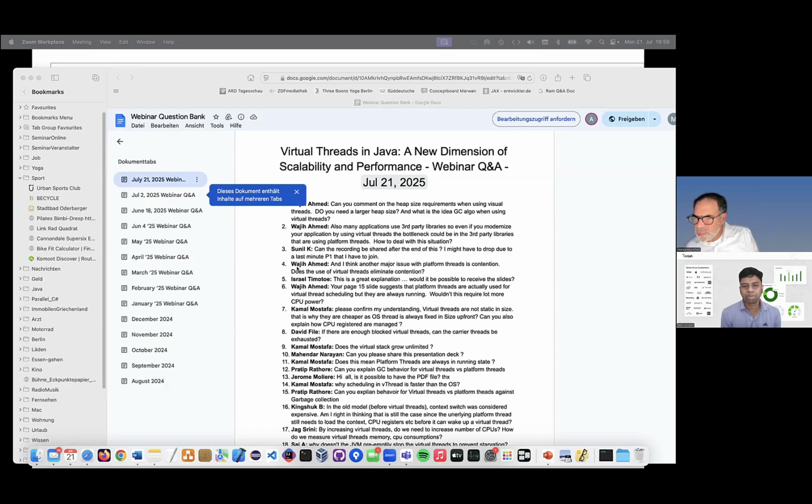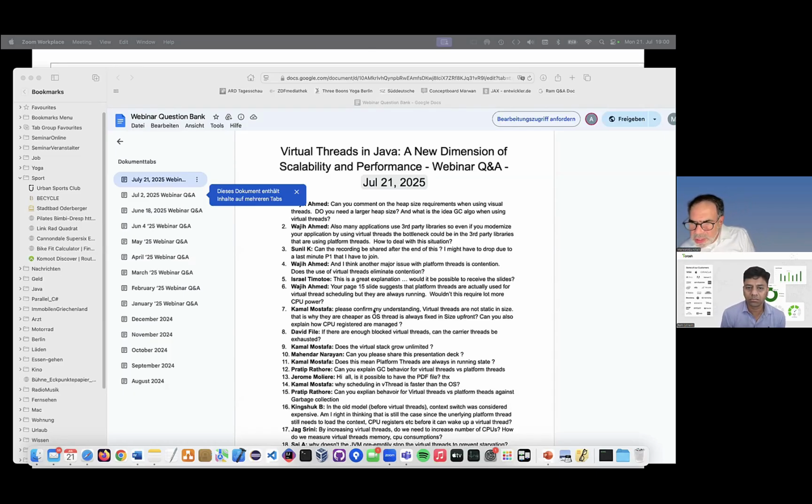Ahmed Waji again, another issue: contention. Contention describes a situation where you have several threads waiting for a lock, right? And that is the same with virtual threads. When they pile up in front of a lock, yeah, they pile up. But the improvement here is they release their underlying platform thread. So you still have a situation of contention where they block each other, but they do not consume an absurd amount of resources in your operating system. So it's an advantage.